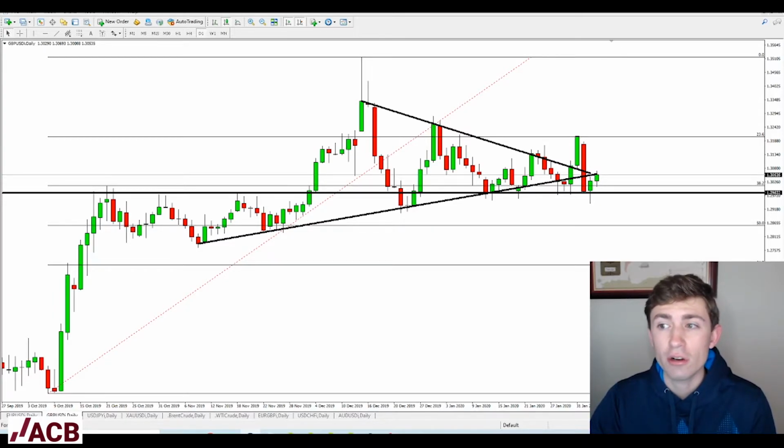Really not too clear on a direction when it comes to GBP USD right now. It honestly just looks like it wants to range and consolidate for a bit longer.